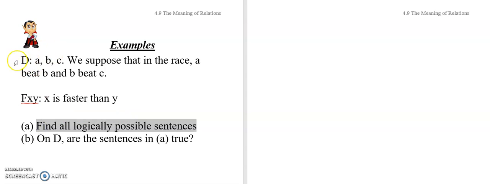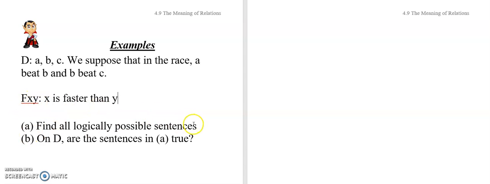So I'm imagining a domain that's got three objects in it, A, B, and C. We suppose that each of these represents a person in a race, and that in that race, A beat B and B beat C. So that's what's going on in our domain. Now, Fxy is the faster than relation, where this thing is faster than this thing.